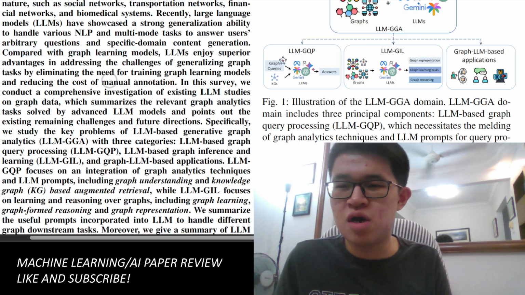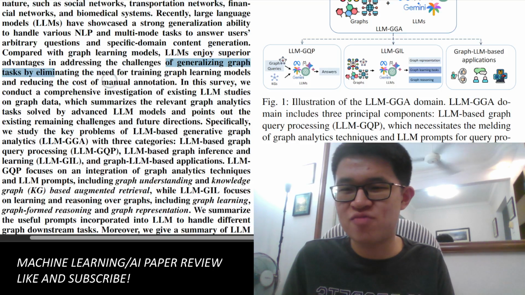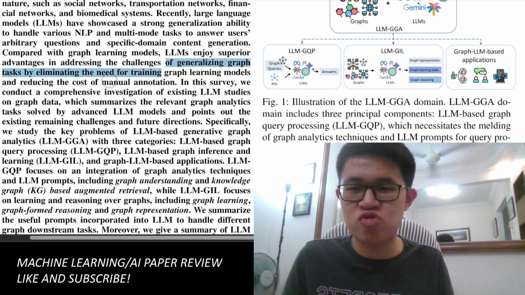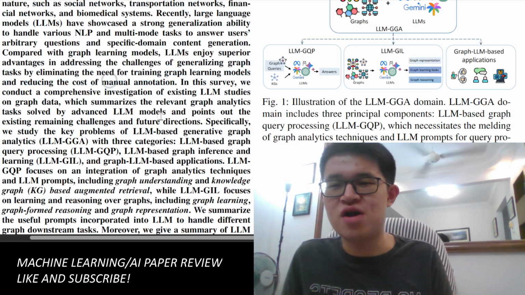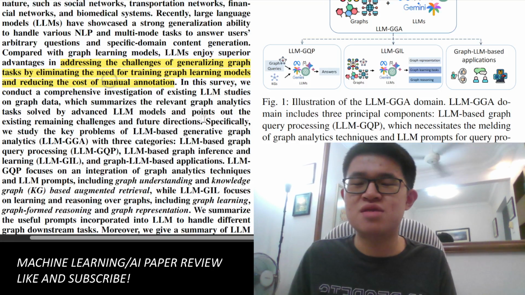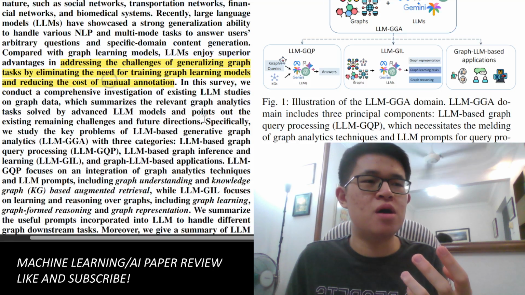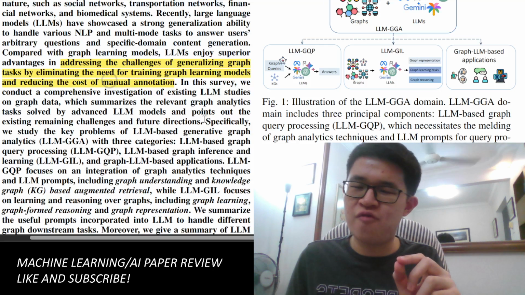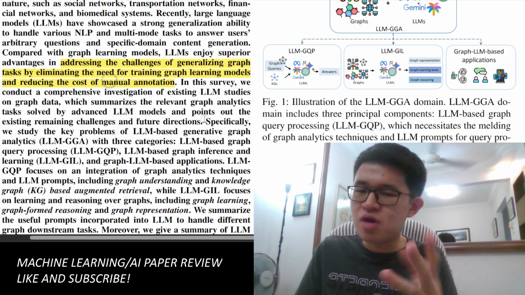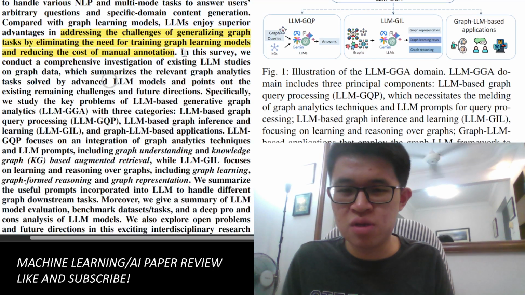Compared to graph models, these language models have the advantage of addressing the challenges of generalizing graph tasks by eliminating the need for training graph learning models and reducing the cost of manual annotation. So in this sentence right here, what they're trying to hint to us is that LLMs could be a new way of generating the text attributes of parts of the graph. At least that's what it looks like to me. So let's go through it further.